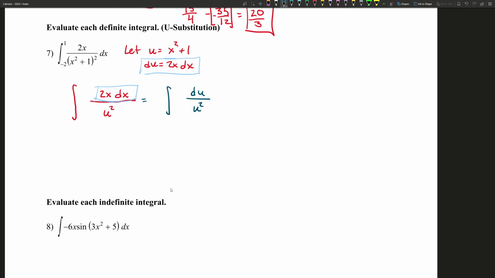Then we have to change the limits of integration. In order to do that, we plug these limits into our u. So 1 squared plus 1 and negative 2 squared plus 1. So our brand new integral is the integral from 5 to 2 of du over u squared, which I'm going to rewrite as u to the negative 2 du.